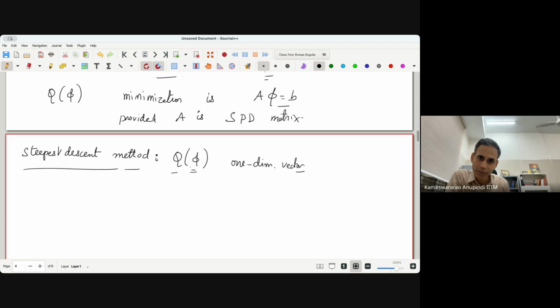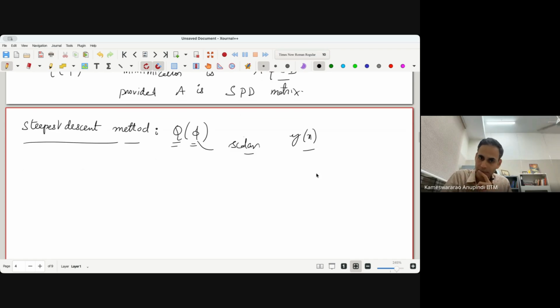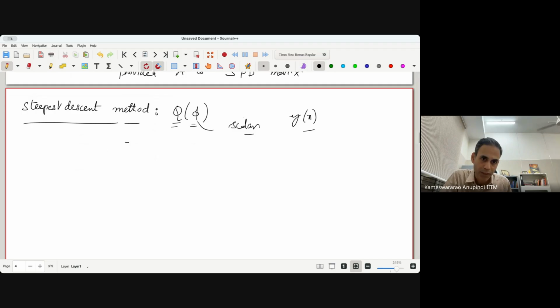Let us say, instead of a one-dimensional vector, phi is a scalar. It is not even a vector. If phi is a scalar, q is just a function of a scalar. That means this is more like y of x. Because it's a scalar, it basically comes out to be some kind of a parabola. So let us say the parabola is like this. This is my function q of phi, for phi being a scalar.